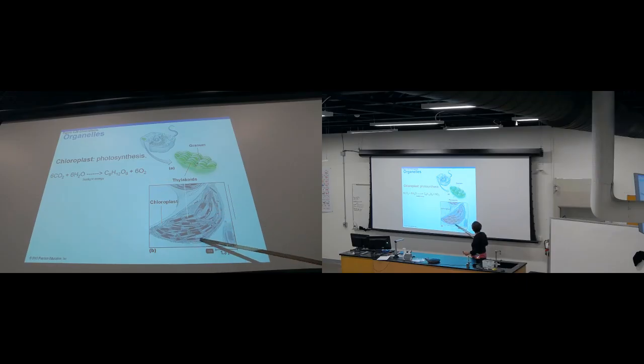Here we have an electron micrograph showing you some of these chloroplasts. Internally they have thylakoids, which are like little discs that connect to each other, and they provide a specific structure to these chloroplasts.